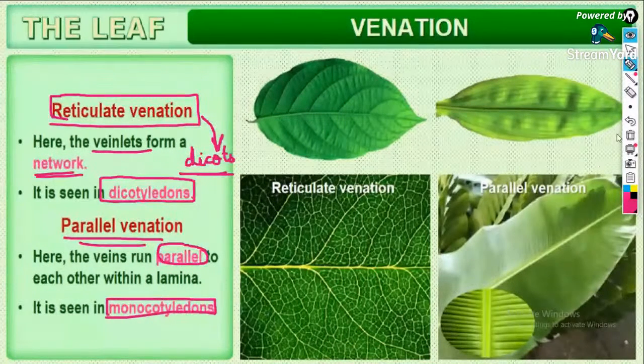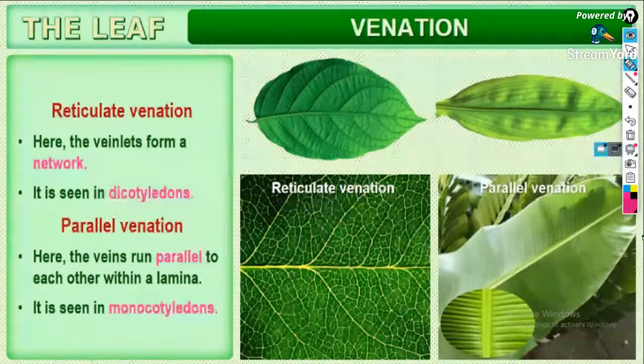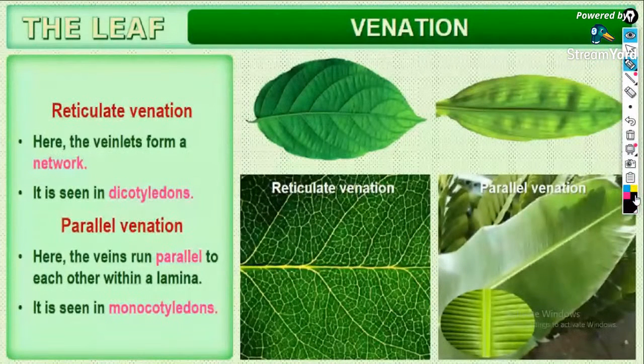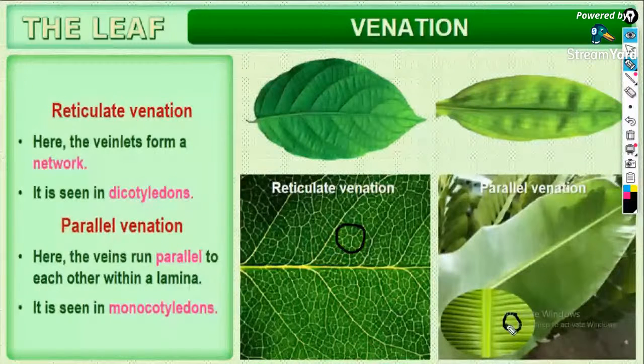So this, guys, is a reticulate venation in detail in a very clear image. Just have a look at this encircled area. You will get a mesh of network. Suppose you look at this particular area: all the veins are running parallel. In a reticulate manner, they form a network-like structure and it is a characteristic of dicot.